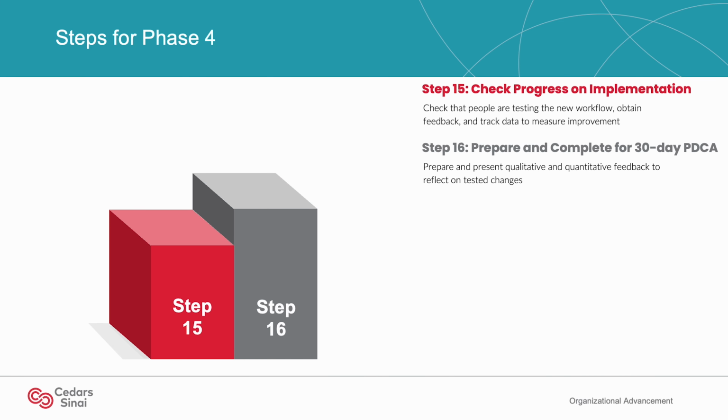Phase 4 consists of 2 main steps. They are checking on the progress of the implementation work and preparing and completing the 30-day Plan, Do, Check, Adjust. In Step 15, you and your team will check that people are testing the new workflows, obtaining feedback from those testing out the new workflows, and track data to measure any improvements. Let's get into more detail about how to complete this step.